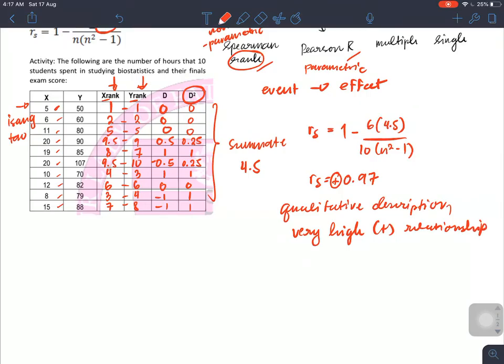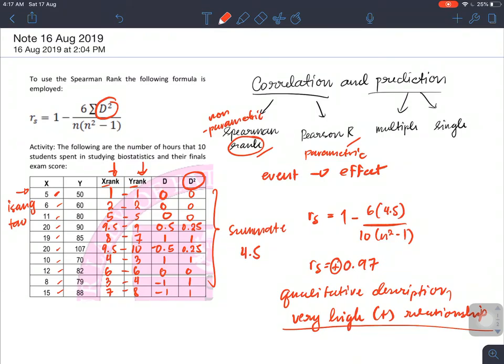Sure, saan po natin nakuha itong very high positive relationship na yan? If you will check your handouts, you have a table of ranges. So, yung range po natin ay 0 point something to 0 to 1. Doon po natin makukuha yung description ng ating relationship. Okay? So, that would be it.